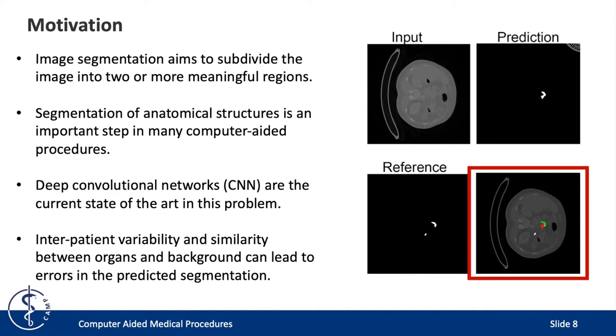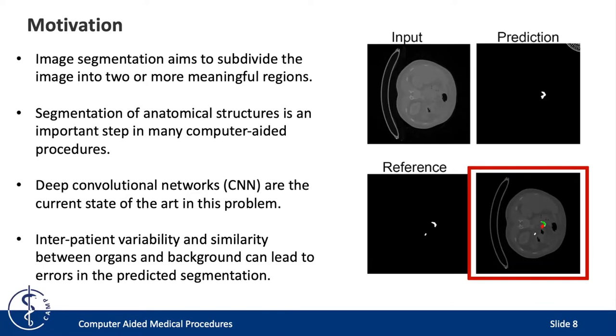We have here one example. We have the input image. We have one prediction coming from a U-Net, in this case a two-dimensional U-Net. When we compare this prediction with the ground truth, the reference, we can see that the network can correctly segment a group of pixels, the green marks here, but there are also some elements that are not in the reference that were wrongly classified as organ. In this case, the organ is the pancreas. Those correspond to the red pixels indicated here.